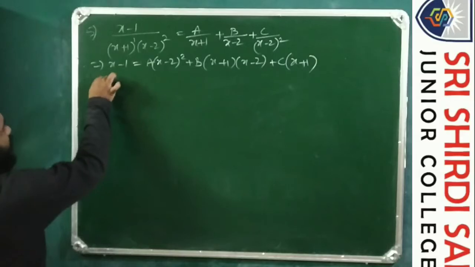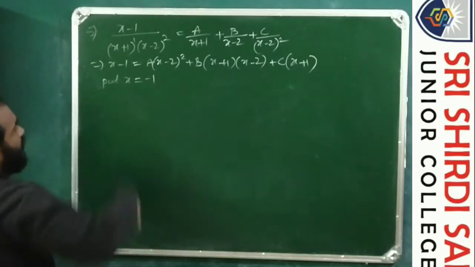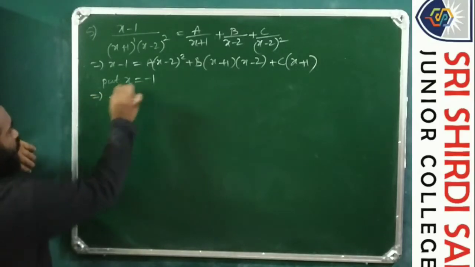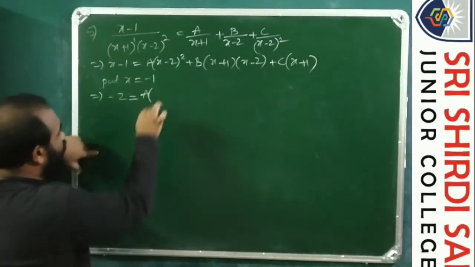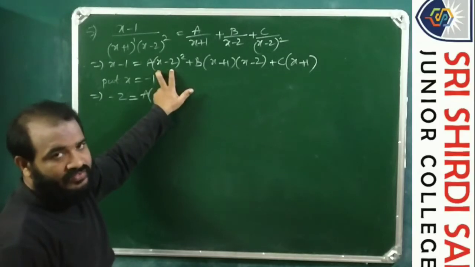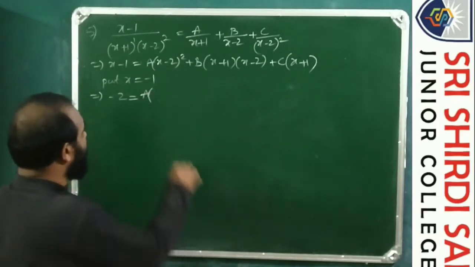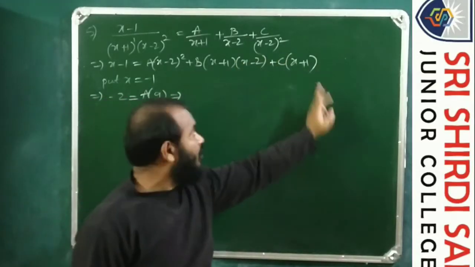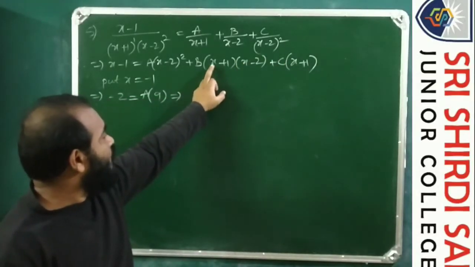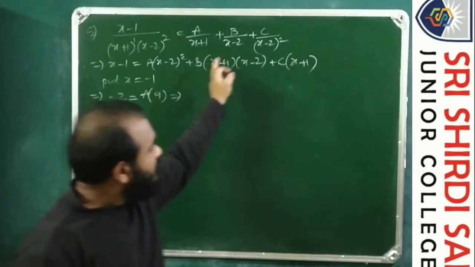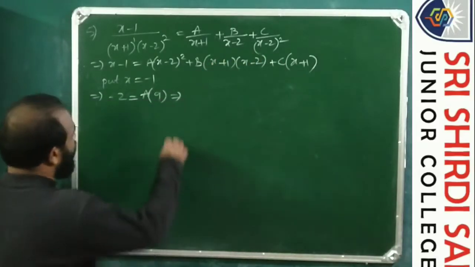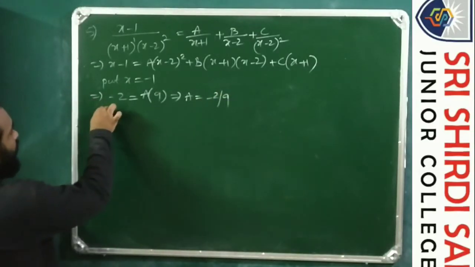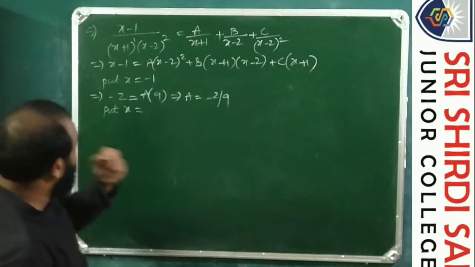So put x is equal to minus 1. So minus 1 minus 1 is minus 2 equals to, so a into minus 1 minus 2 is minus 3 whole square, 9. And remaining two terms will be 0 because x value minus 1, if you substitute here, this as well as this will be 0. So therefore a equals to minus 2 by 9. Put x is equal to 2.